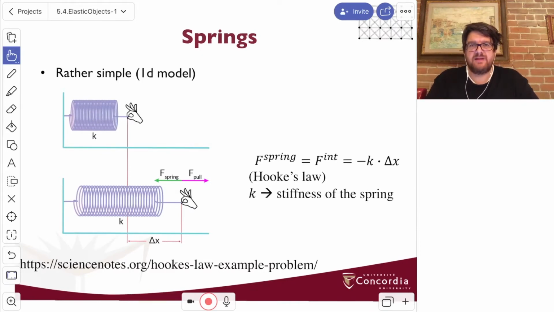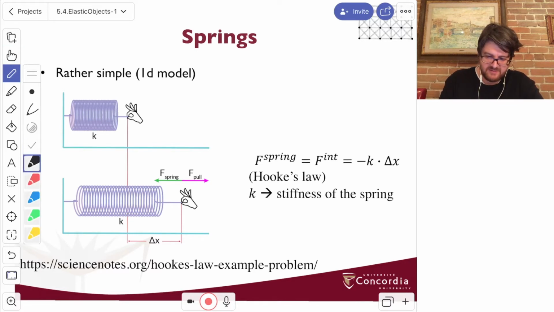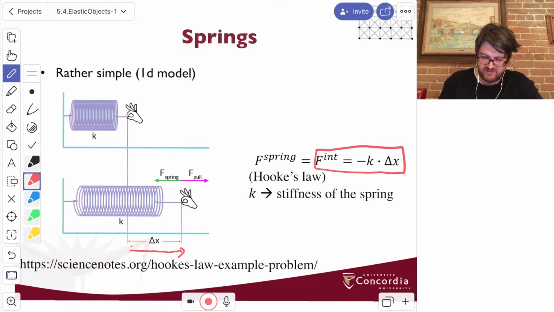So put simply, a spring is a one-dimensional element that can basically be deformed only in one direction. And when it is deformed, it exercises an internal force equal to minus k of delta x, where delta x is the amount of change, the difference in length, if it was elongated or compressed, and k is the stiffness of the spring. So a stiffer spring has more force, and so on and so forth.